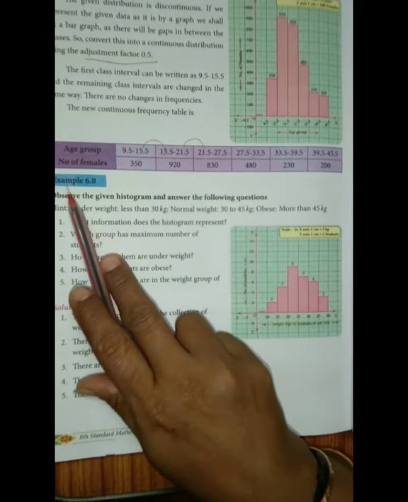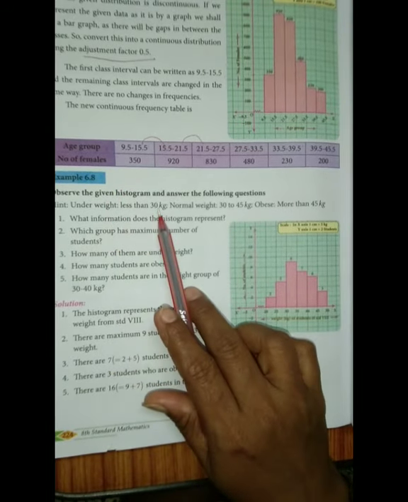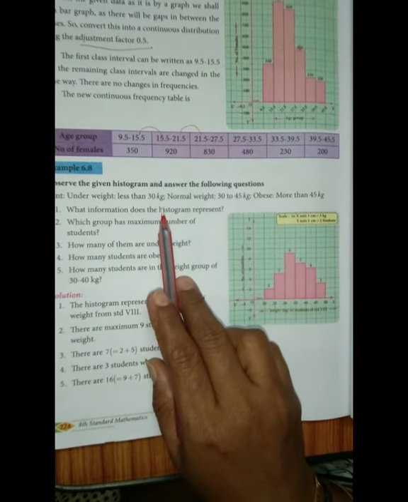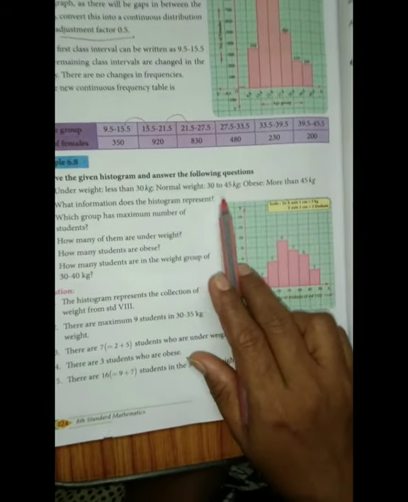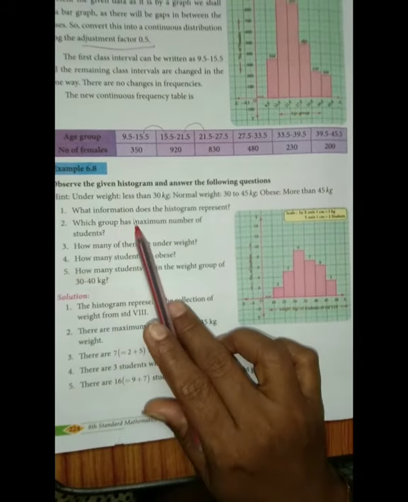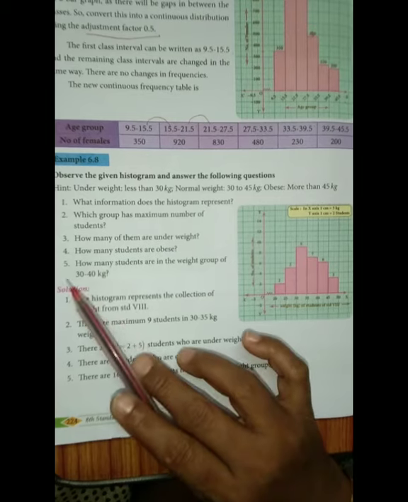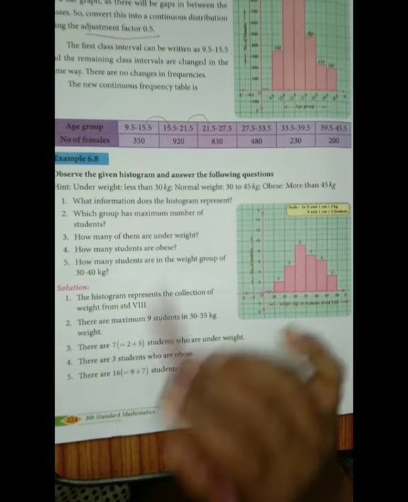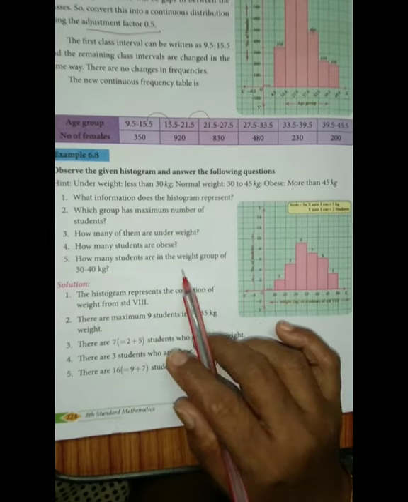Then the next problem, example 6.8. Observe the given histogram and answer the following questions. Hint: underweight is less than 30 kg, normal weight 30 to 45 kg, obese more than 45 kg. What information does the histogram represent? The second question is, which group has maximum number of students? Third question is, how many of them are underweight? Fourth question is, how many students are obese? And fifth question is, how many students are in the weight group of 30 to 40 kg? So from the given histogram, we are going to answer these questions.